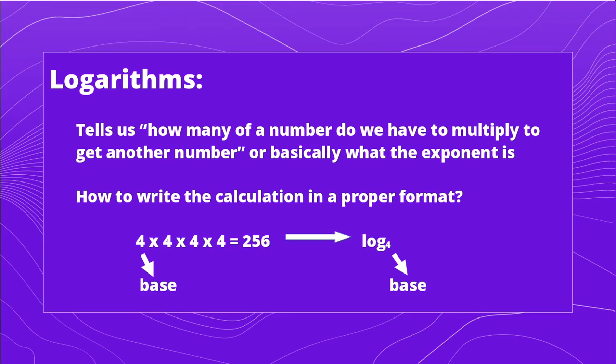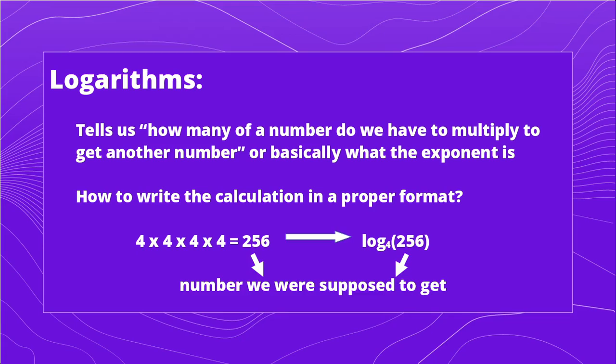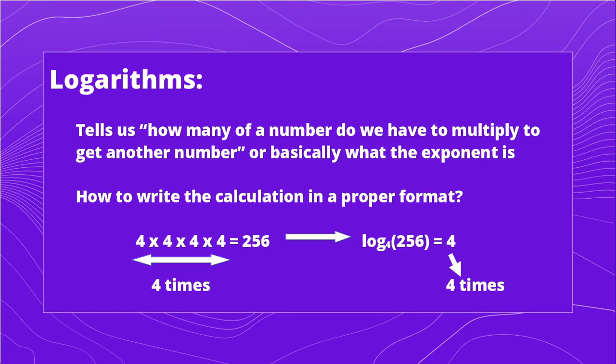The 4 here is a base number which needs to be multiplied x number of times to get the final value 256. So we will start making the format by firstly writing log, and then below it we will write the base number. Then in round brackets we write the final value which we are supposed to achieve, which in our case is 256. Next we add an equals to sign, and after that we calculate the number of times we used 4 to get the value 256, which in our case is 4. So we write it here. This gives us a proper format for writing a log of 256 with a base of 4.